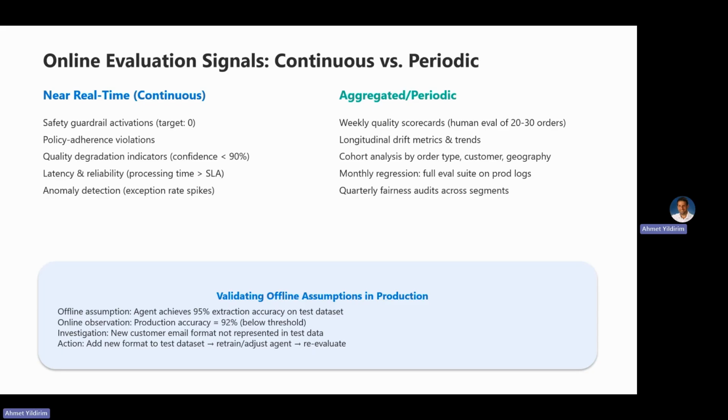The example at the bottom illustrates how online signals validate offline assumptions. If your offline tests show 95% extraction accuracy, but production shows, let's say, 92, you investigate, discover a new email format not in your test data, add it and reevaluate. This is the feedback loop in action.